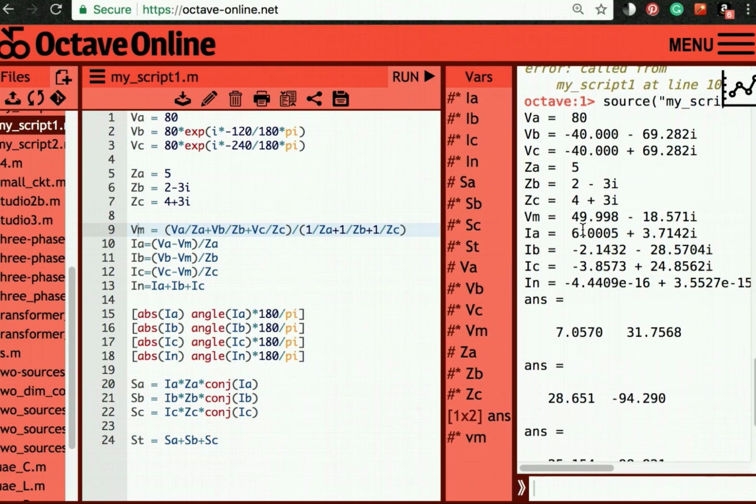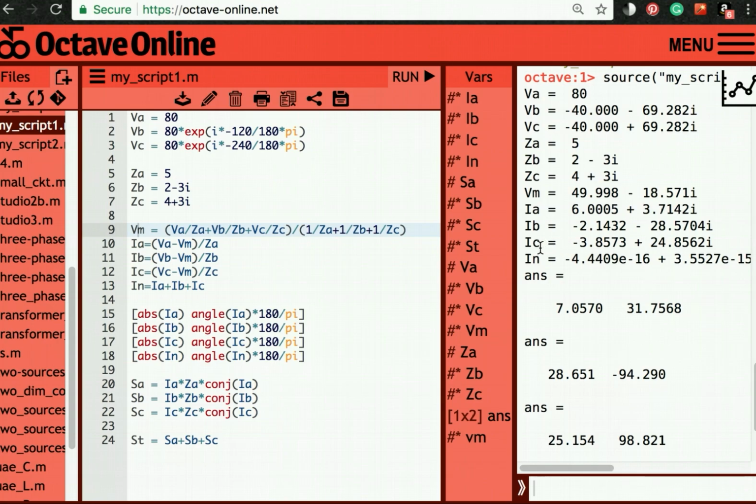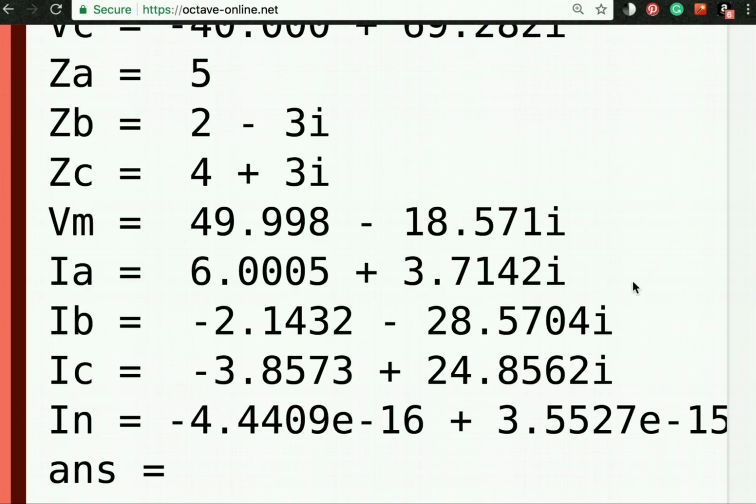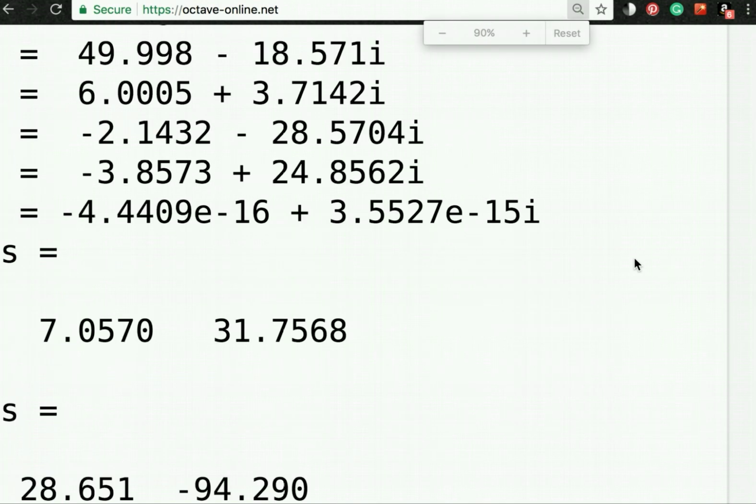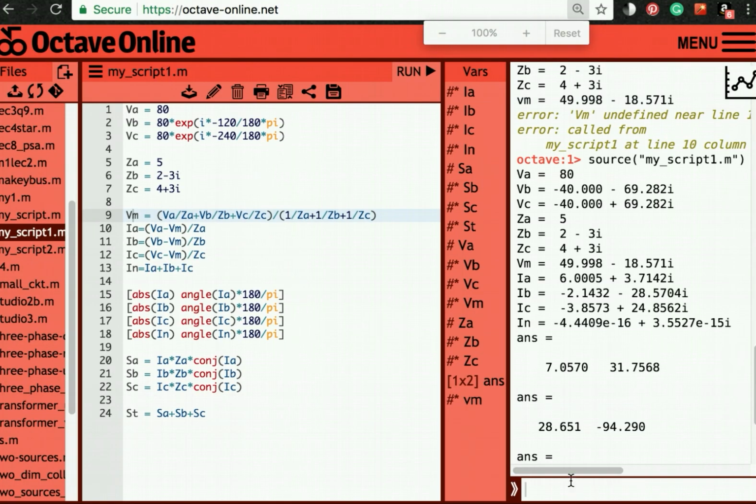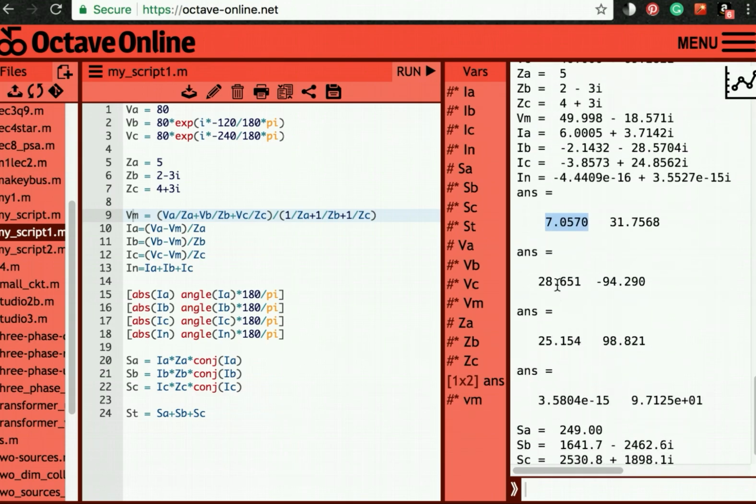Here you see VM is about 50 minus 18.57j. And I have IA, IB, and IC. These are currents expressed in rectangular form. And you see IN, the neutral current, is 4.4 times 10 to the power of minus 16. That means this has a very negligible value. Let me magnify it. Here I can find the A phase current, B phase current, and C phase current. All three currents are different, therefore the currents are imbalanced.